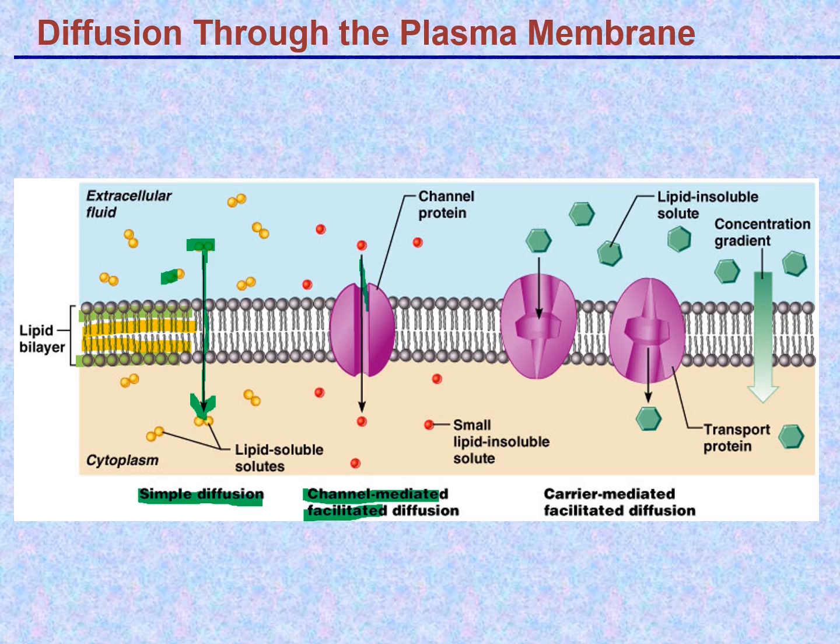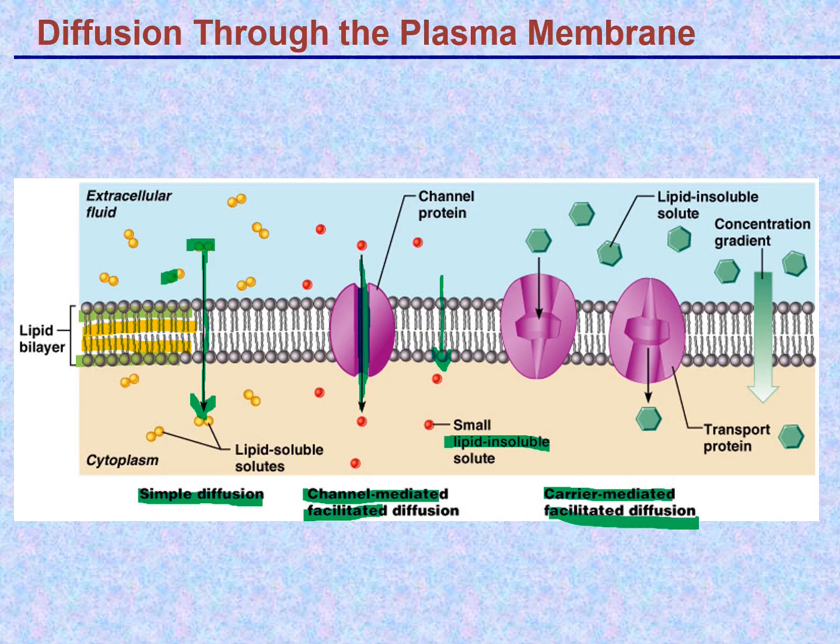allows the molecules to go across. In this way, polar molecules can move through the phospholipid bilayer because of this channel protein. So the channel protein allows for a facilitated diffusion. And in this case, these are lipid-insoluble molecules. They cannot move through this phospholipid bilayer in this area here. They need the channel protein. And then there's carrier-mediated. So there's channel-mediated and carrier-mediated facilitated diffusion.